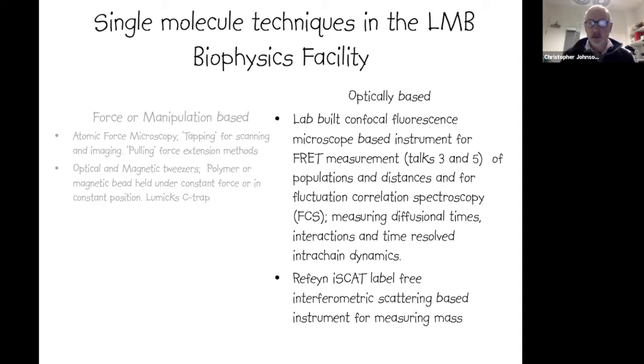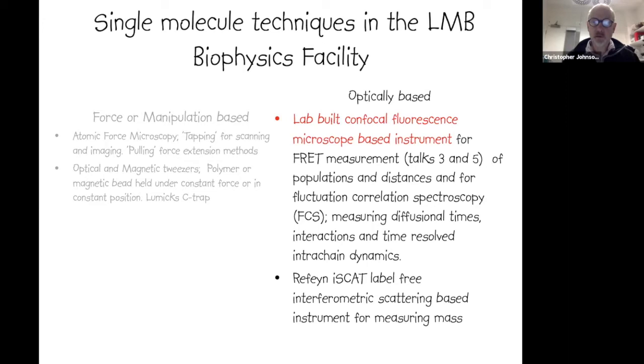The other optically based system that we have is a commercial instrument made by a company called Refeyn, and it's based around interferometric scattering, which allows us to measure molecular mass. So in the remainder of the talk, I'm just going to describe the instrument that we've got here and show some examples of FRET measurements, FCS measurements, and then finally come on and discuss the iSCAT instrument and show you some data from that.